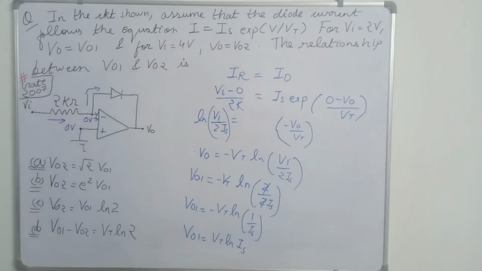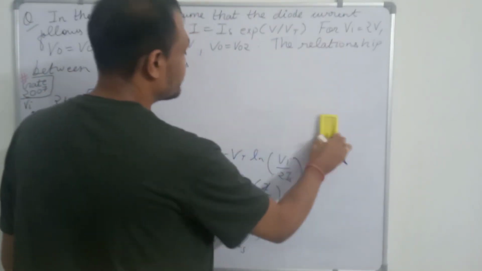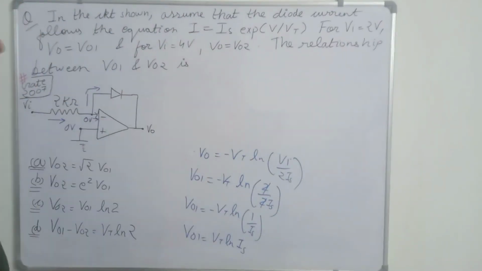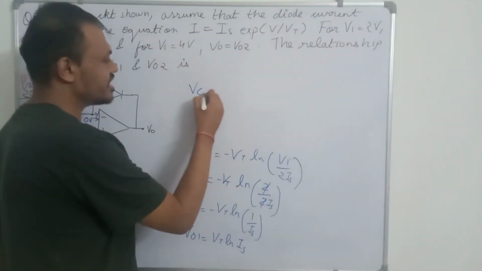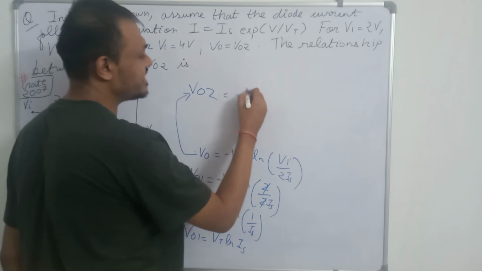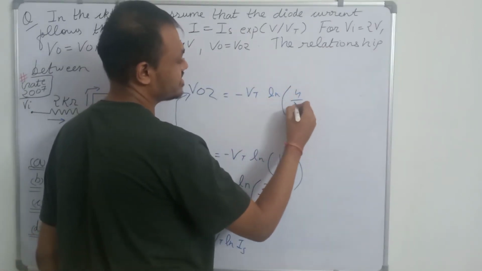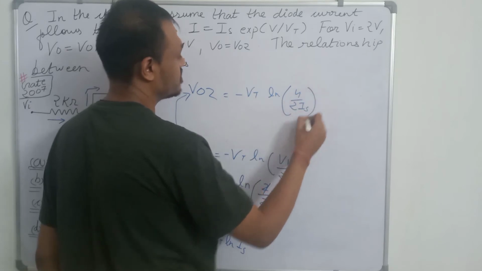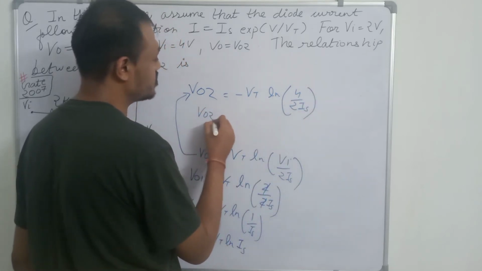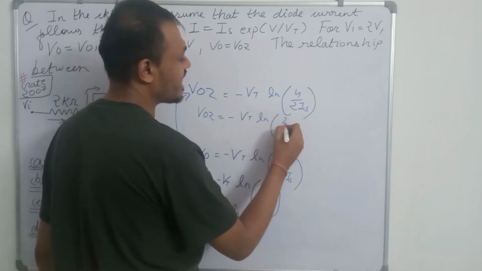Now V naught 2 is when Vi is 4 volt, then V naught equal to VO2. So from this equation, VO2 equal to minus Vt ln of 4 upon 2 Is. So V naught 2 equal to minus Vt ln of 2 upon Is.